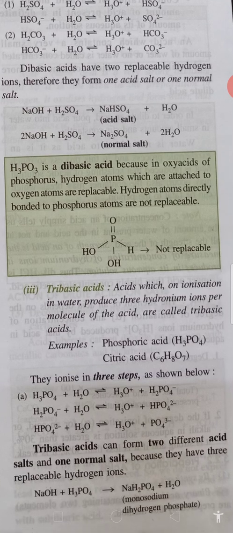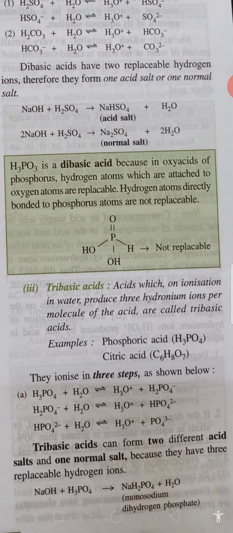Now children, we come to the next one, that is tribasic acid. Tribasic acids on ionization in water produce 3 hydronium ions per molecule of an acid, and they are called tribasic acids. For example, phosphoric acid, citric acid, they have 3 ionizable hydronium ions.